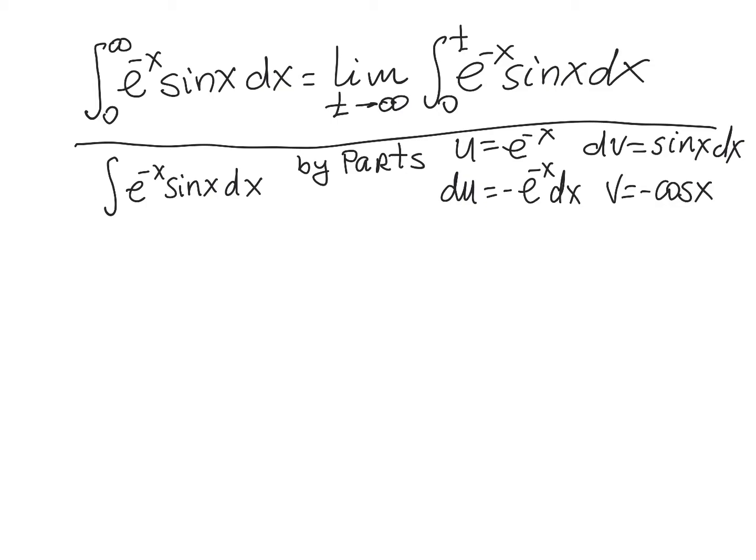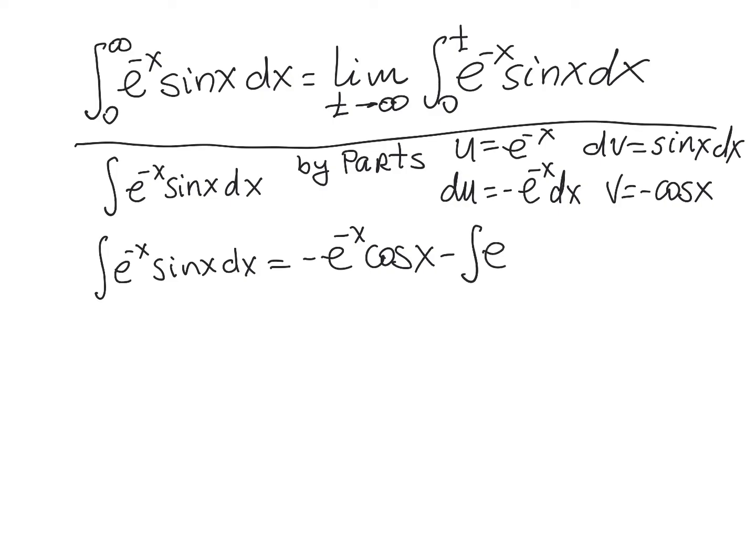So the integral, using integration by parts, is going to equal u times v, which is negative e to the negative x cosine x, minus the integral of v du. Both v and du have minuses, so they cancel or they become 1. So it will be a minus the integral of e to the negative x cosine x dx.